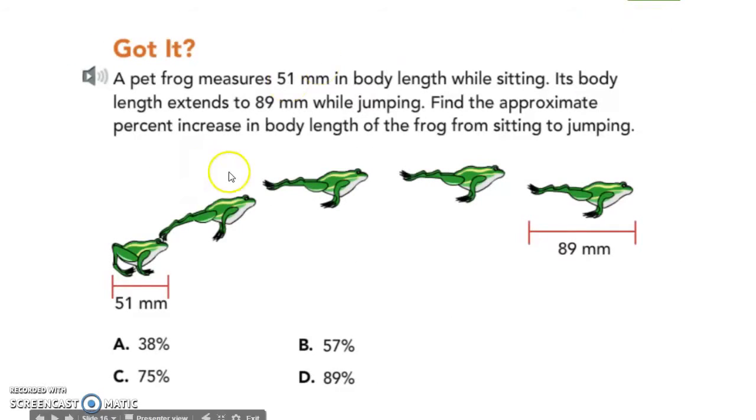A pet frog measured 51 millimeters, and then it extended to 89 millimeters. What is the percent of change? Figure that one out on your own. When you're ready to check your answer, hit play.